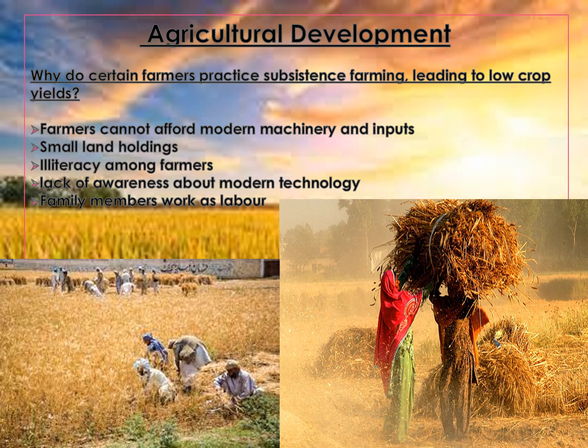Then the question arises: why do certain farmers practice subsistence farming if it has a very low profit ratio or almost non-profit ratio, leading to low crop yields? Due to poverty, farmers cannot afford modern machinery and inputs, leading to self-cultivation for food. In Pakistan, small land holdings hinder the adoption of machinery. Illiteracy among farmers contributes to a lack of awareness about modern technology and its benefits.